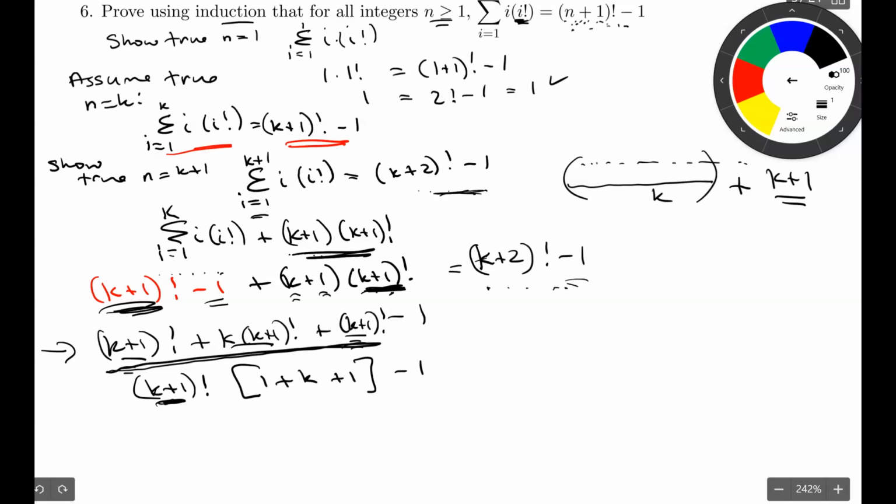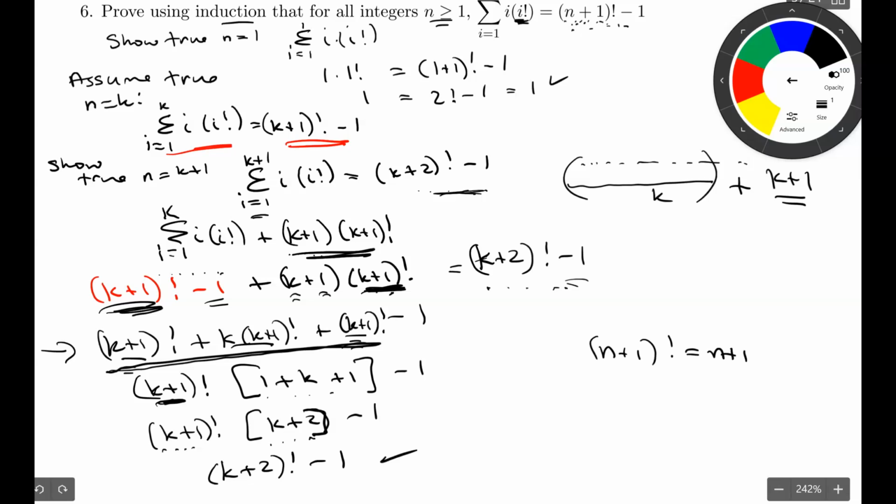Oh my goodness, what do I have in there? I have k plus 1 factorial times, this gives me k plus 2, minus 1. Wait a minute. Don't these two combine to give me k plus 2 factorial? It does indeed. Just like n plus 1 factorial is equal to n plus 1 times n factorial, k plus 2 factorial would be k plus 2 times k plus 1 factorial, correct? And that's what I have. And I've got there.